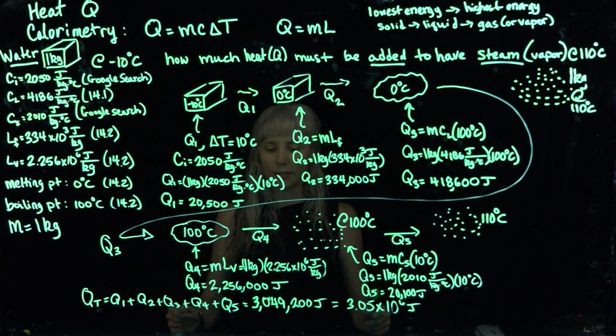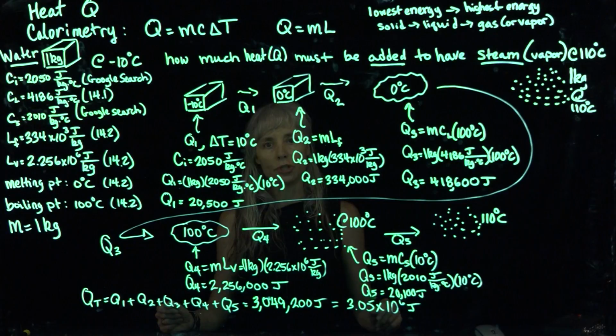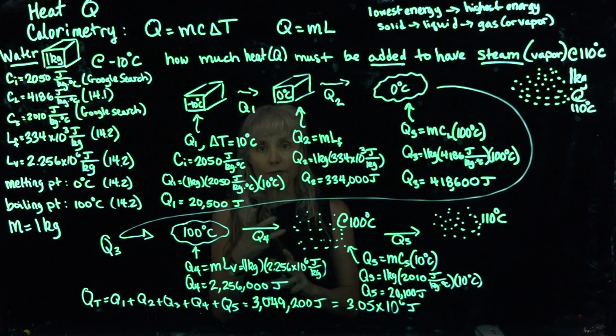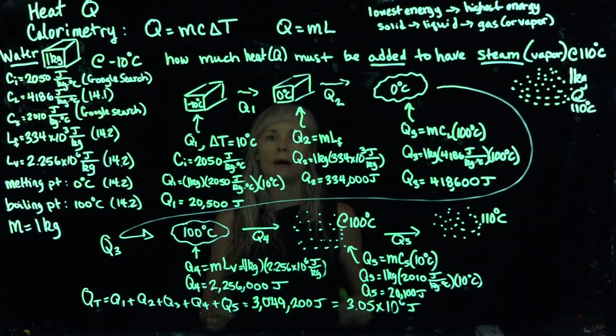So this gives you a nice comprehensive example using all the different values that we've been introduced to. Specifically for water in this case, if we were dealing with alcohol or a different material, we would be looking up these values, and they would be different. They'd be corresponding to that particular material.